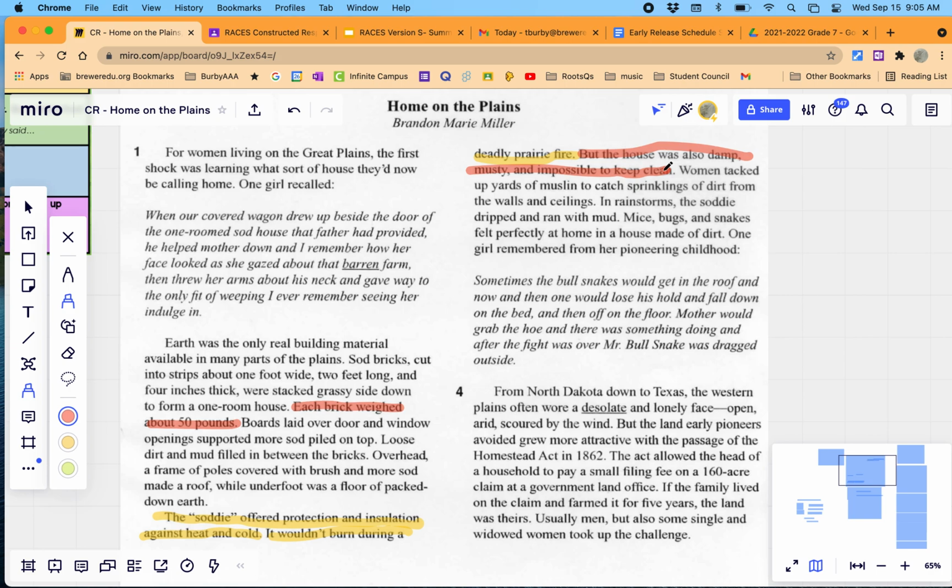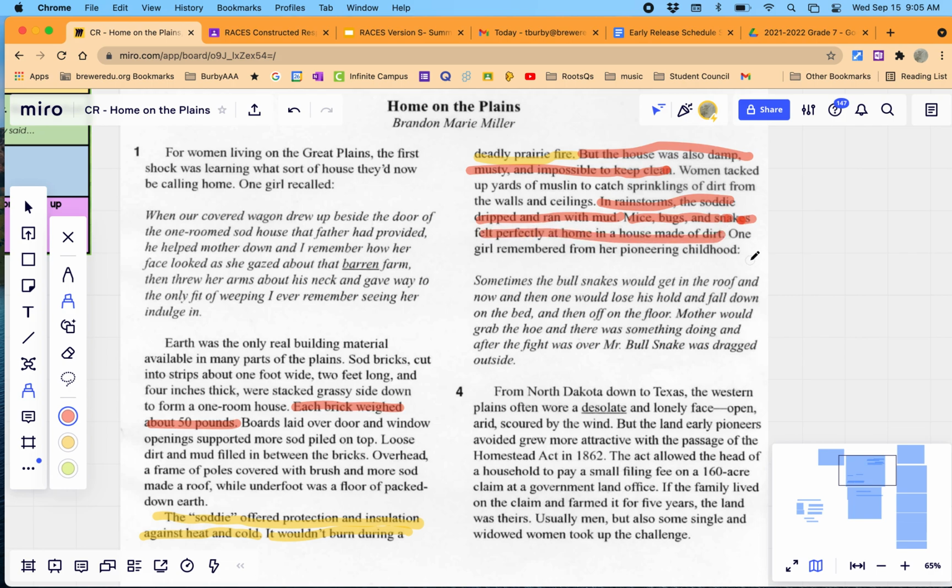Women tacked up yards of muslin to catch sprinklings of dirt from the walls and ceilings. Well, it tells what they did, but it doesn't say if it's positive or negative. In rainstorms, the soddy dripped and ran with mud. That sounds pretty negative to me. So we'll do that as a negative. Mice, bugs, and snakes felt perfectly at home in a house made of dirt. Oh yeah, that's negative.